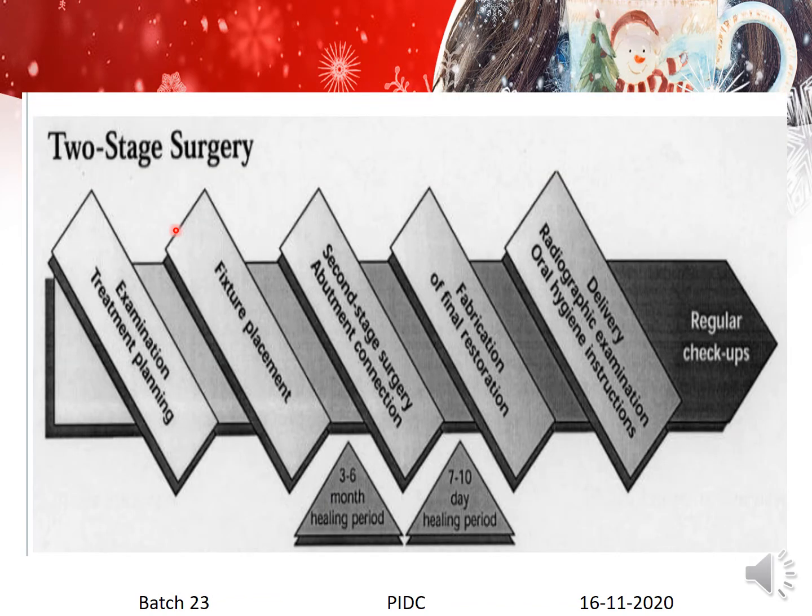Stages of surgical procedures. In this case, after examination and treatment planning, that is in case of a 2-stage procedure, the implant is fixed, then we give a 3 to 6 months healing period. That is, for proper osseointegration to occur, we give a 3 to 6 months healing period, and then go on to the second stage, where the abutment connection is given, after which again we wait for a 7 to 10 day healing period, and then we go for the fabrication of the final restoration, and then we deliver it along with radiographic examination to check whether we have inserted it properly, and proper oral hygiene instructions followed by regular checkup.